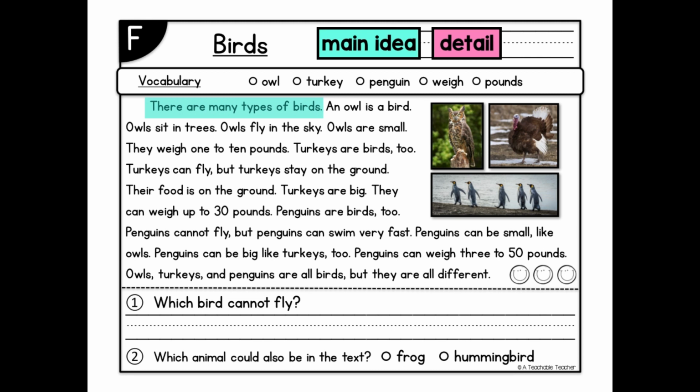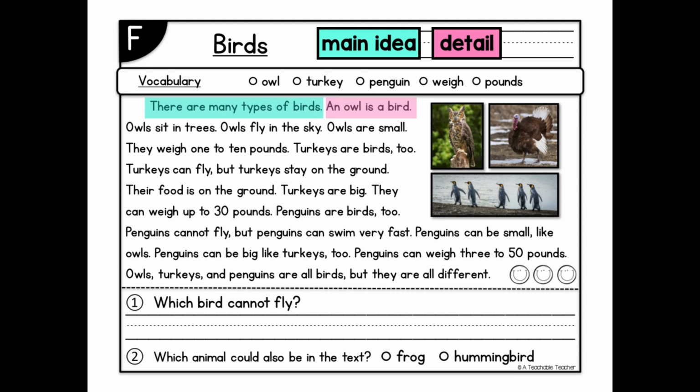An owl is a bird. Does that sentence help me to understand that there are many types of birds? Well, yes, because if an owl is one type of bird, that helps me to understand the main idea. So I'm going to identify that as one of the details. And I'm going to keep reading. Owls sit in trees. Does that help me to understand there's many types of birds? No, it's not one of the details to support my main idea.